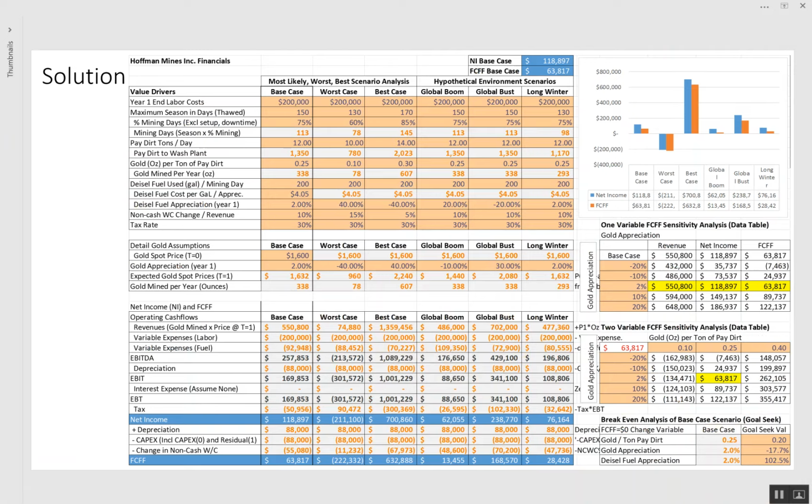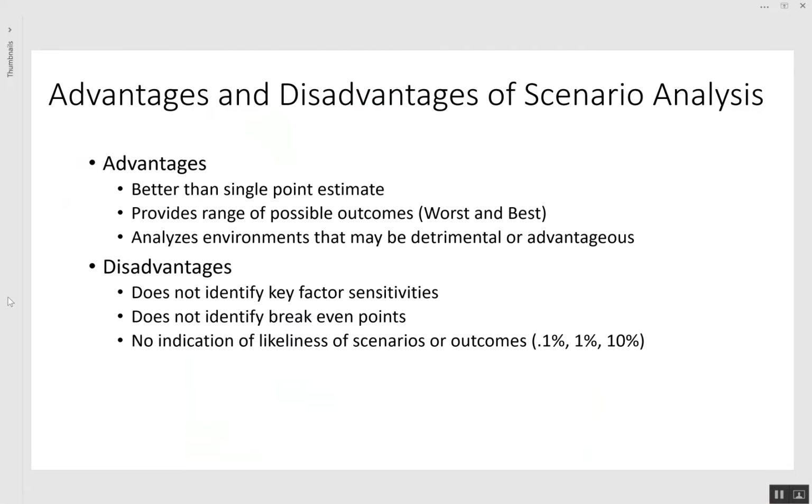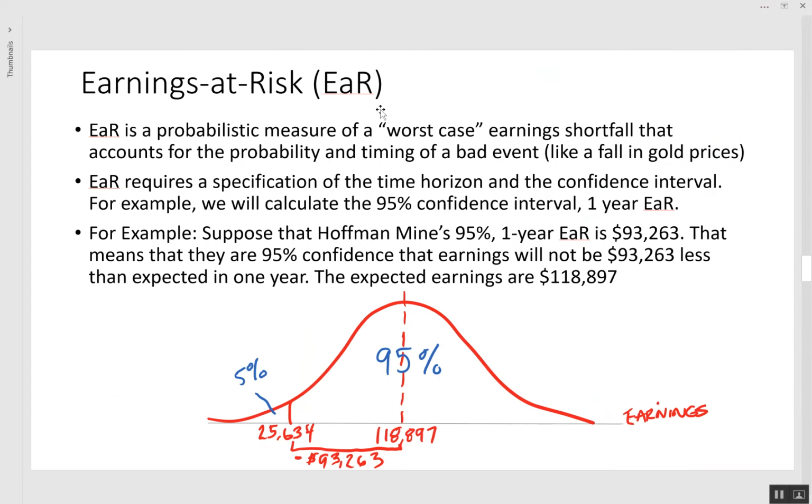So that so far is pretty good analysis. Now the only thing that's wrong with this analysis is it didn't address this last problem. We have no indication of the likeliness of any scenario. Like how likely is it that gold will fall by 17%? So what we can do is calculate something called earnings at risk. You can also do a cash flow at risk, but we're just doing earnings at risk.